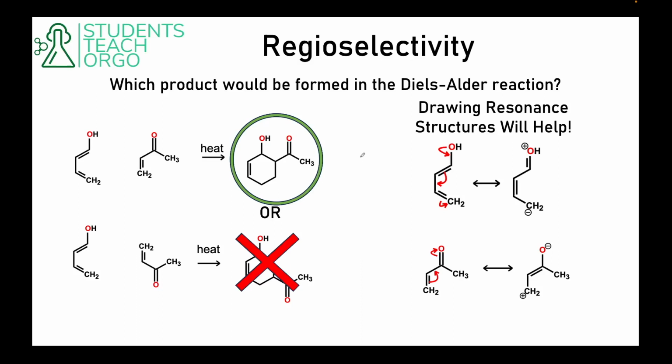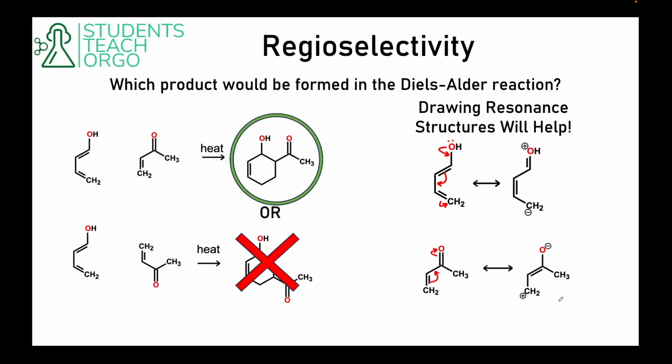And to rationalize this, we can draw some resonance structures and explain why it goes that way, right? So using the lone pair on the donating group, we're going to follow these curved arrows here and give us a resonance structure that looks like this, with a plus charge on this oxygen and a carbanion down here. And for the dienophile, we'll do something similar. We're going to push these electrons up onto the oxygen, give a negative charge here, and a carbocation down here.